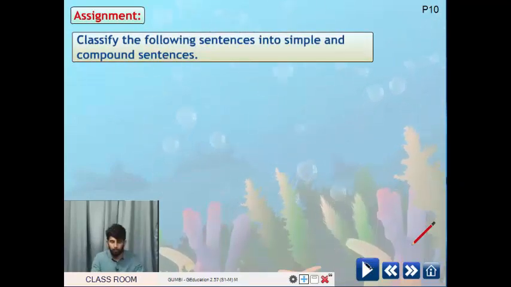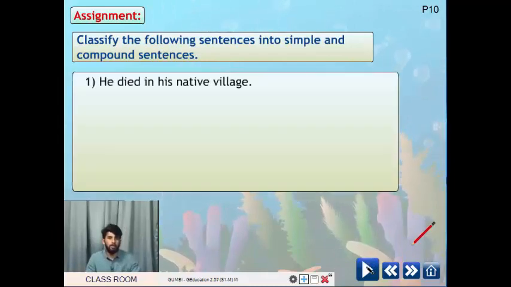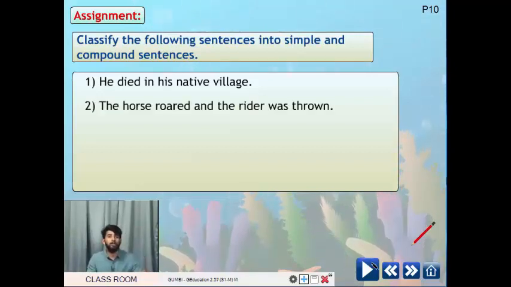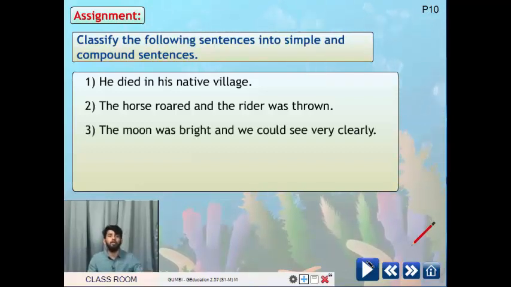Classify the following sentences into simple and compound sentences. Yes, take down the sentences. He died in his native village. So take down the sentences quickly, children. We are running out of time. And one more sentence. The horse rode and the rider was thrown. And the next sentence. The moon was bright and we could see very clearly.